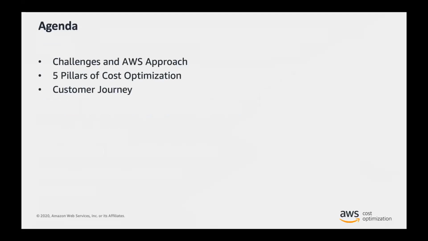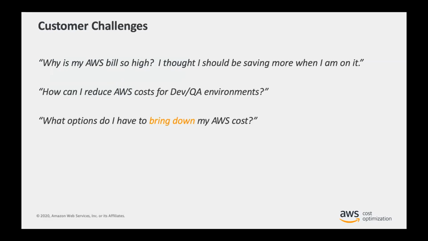But in this particular section, we're going to look at the challenges that many customers face related to controlling their costs and AWS's approach to support their customers. We also will give a brief overview of the 5 pillars of cost optimization, and then we'll describe the different strategies. Kevin will go into depth on the strategies for compute and storage, and we'll just talk about the overview here.